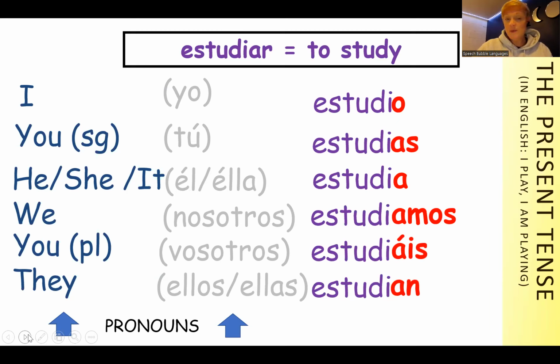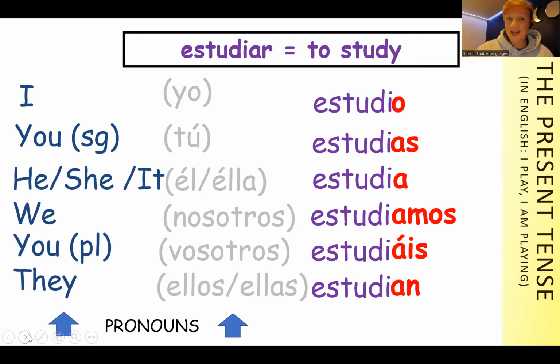Shall we say that verb together? Estudio, estudias, estudia, estudiamos, estudiáis, estudian. Excelente. So if I were to ask you, ¿qué estudias? What do you study? You're studying Spanish, aren't you? You would need the verb I study, estudio, and the word for Spanish, español. So, ¿qué estudias?